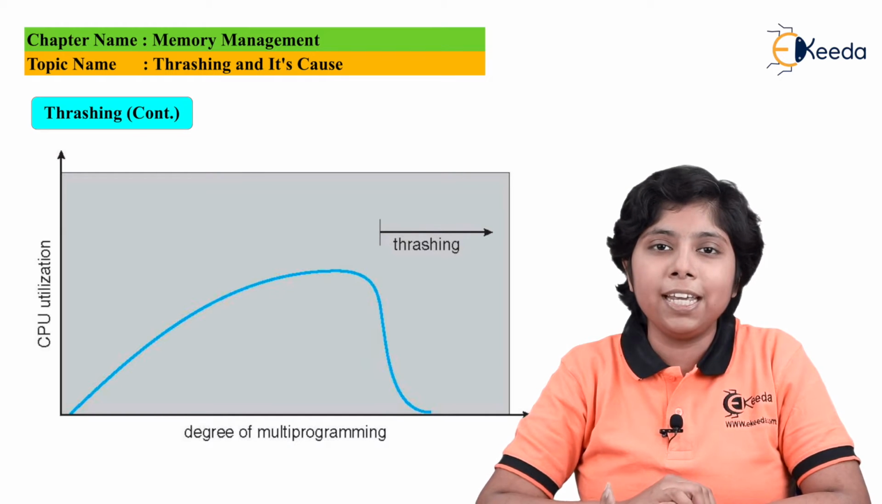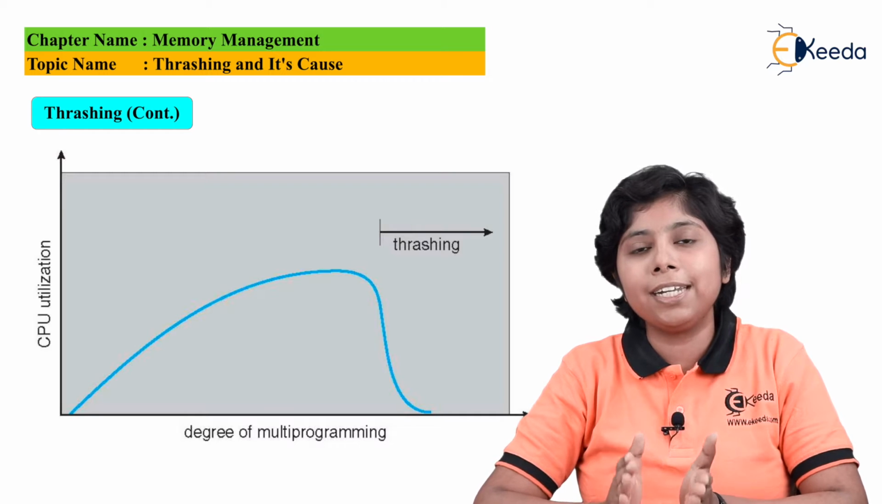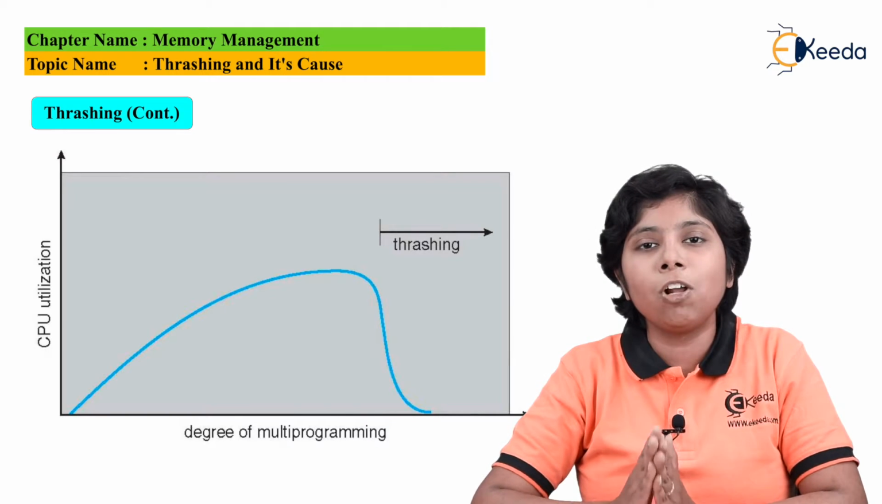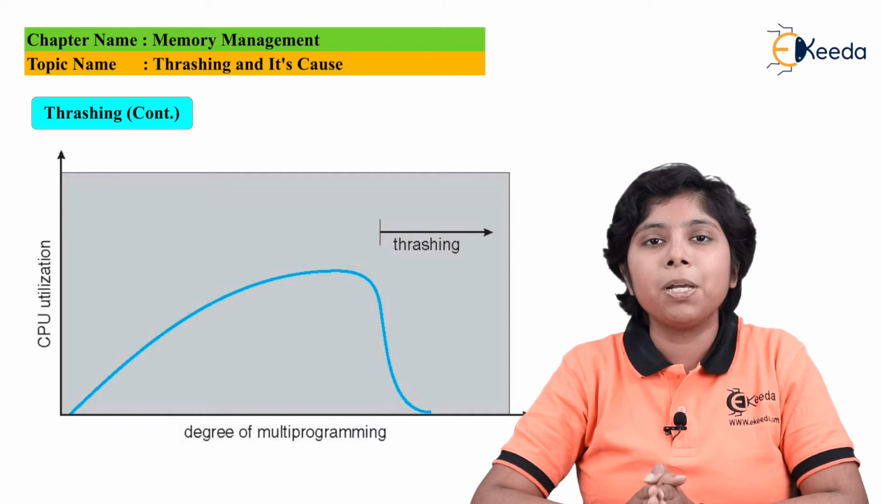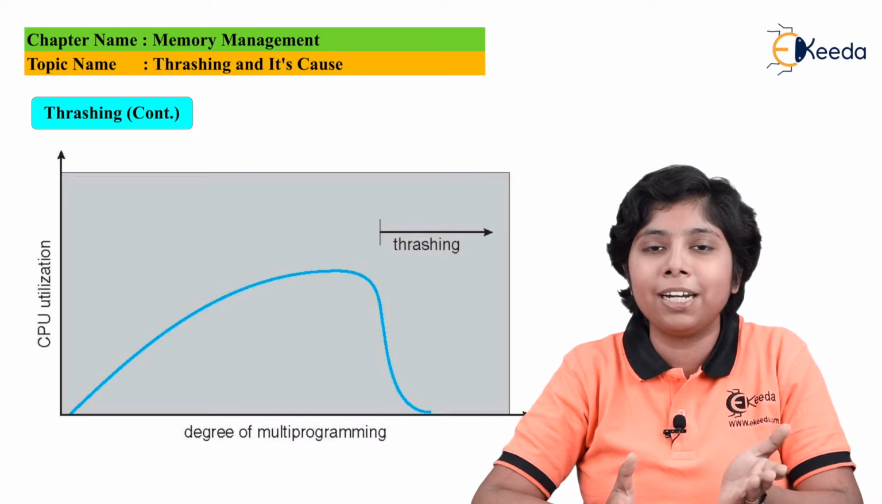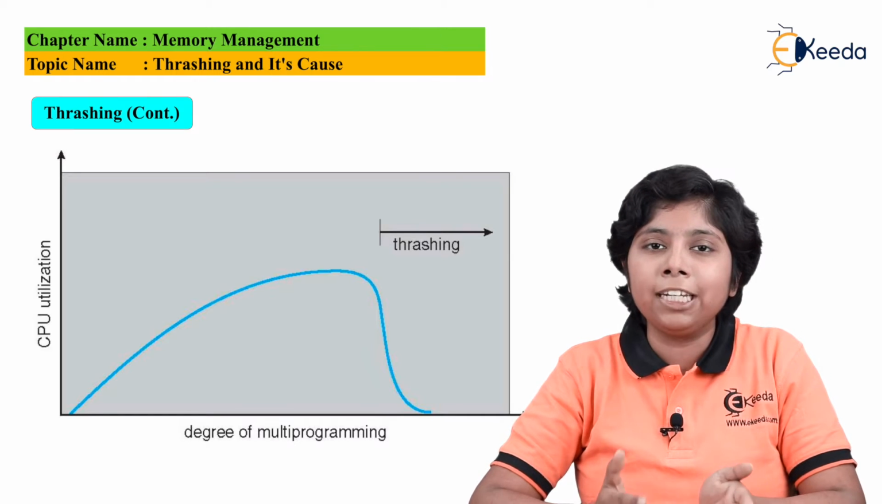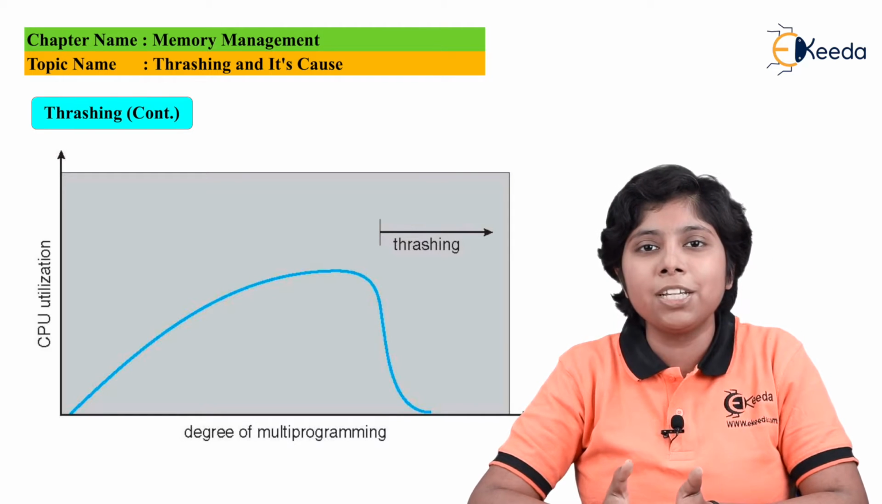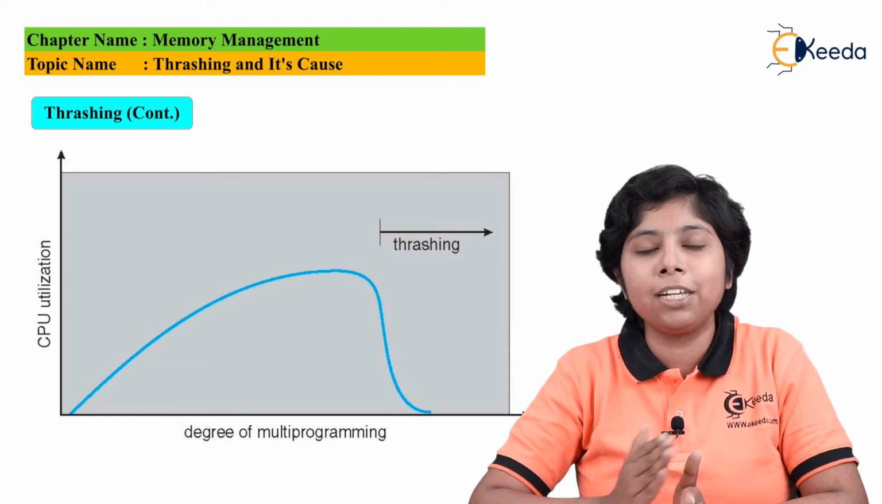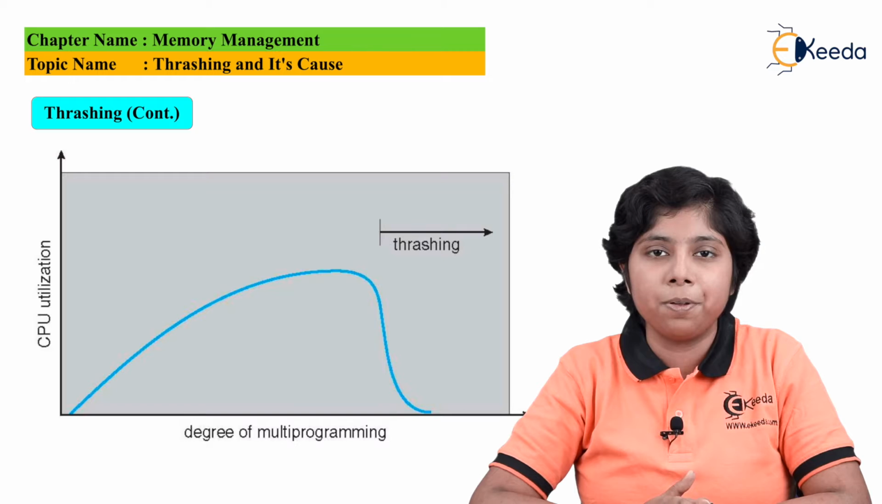So here we can see that if we increase the degree of multiprogramming beyond a certain level, it will obviously cause thrashing, because all the processes will spend their time paging and queuing up for the paging device, waiting for swap in and swap out, rather than actually executing the process itself.